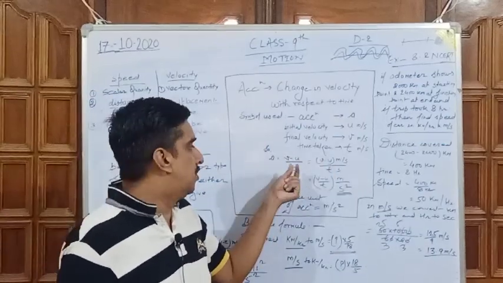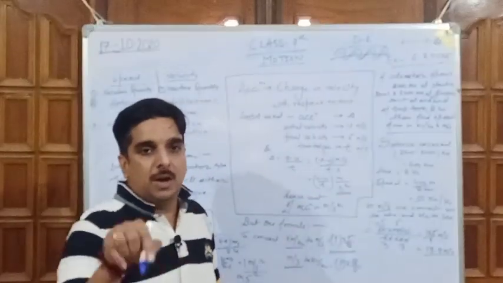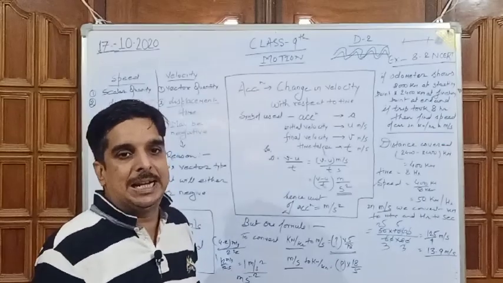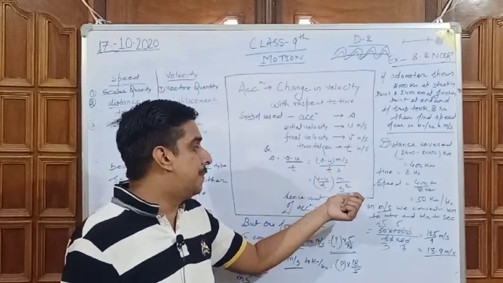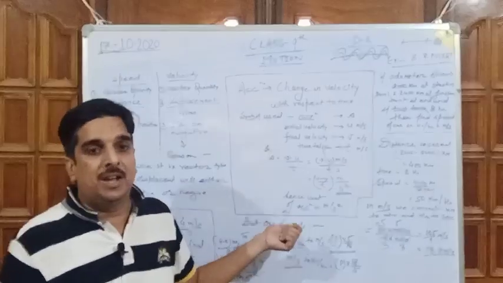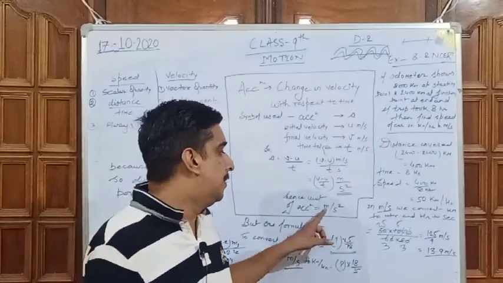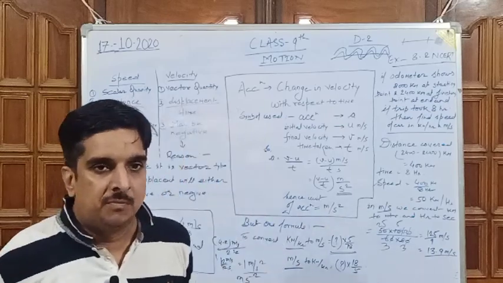Now the solution will be v minus u under the bracket, meter per second, by t second. Afterward, meter by second into second, meter by second square. Hence the unit of acceleration is always meter per second square.